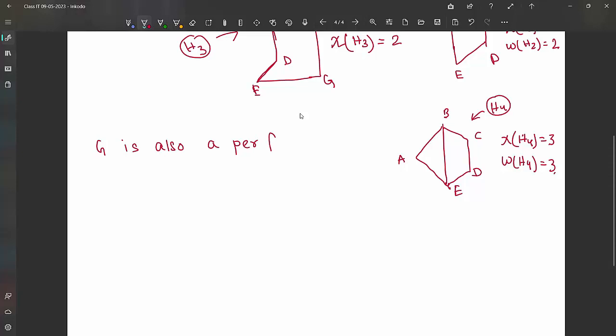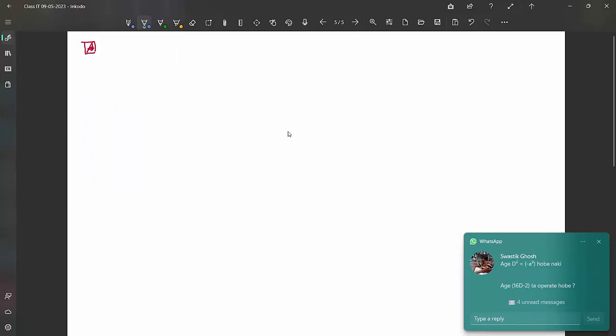A perfect graph. Okay. Now just take one example which is not perfect. It is also required to understand the process, why it is perfect and when it is not perfect. So just take another example where you will see that it is not perfect.